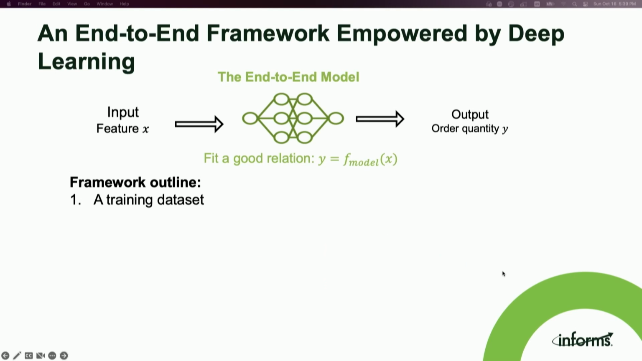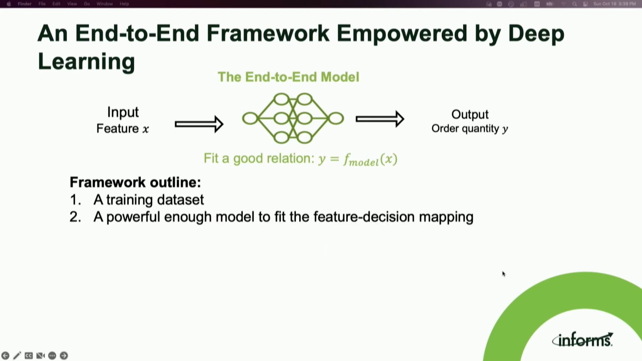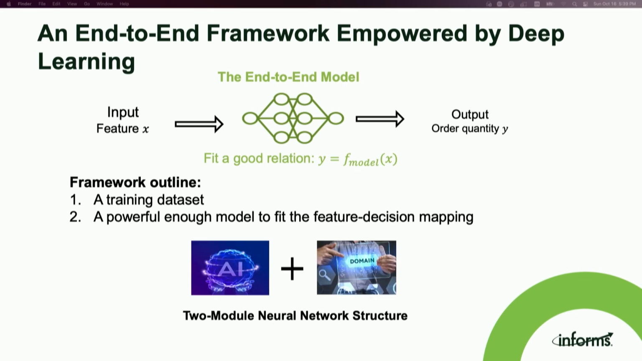In the second part, we want a powerful enough model that could potentially fit this very complicated mapping between features and the output decision. And we propose a two-module neural network structure that helps us achieve this goal. For the sake of time, I won't be able to dive deep into the network structure. So I want to pause here to see whether there are questions regarding this part, and also the previous part on methodology.